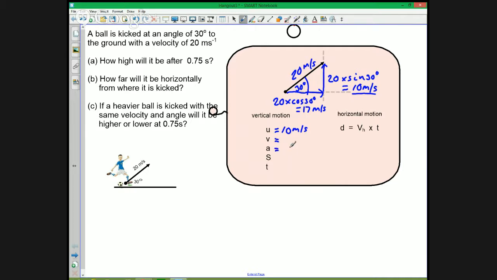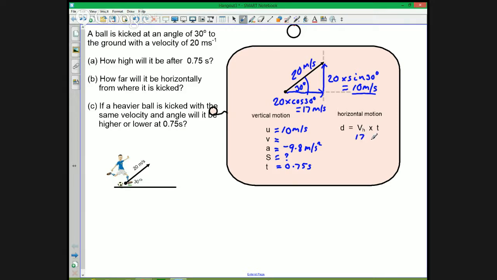We don't know anything about it. We do know the acceleration, minus 9.8 meters per second squared. We know that. Minus because acceleration is constantly acting downwards. And we want to find the displacement, which is that one here. And finally we've got the time as well. We've got the time to be 0.75 seconds. So we've got quite a bit of data on that left-hand side. On the right-hand side we know nothing about the distance, although we're asked to find the horizontal distance later on. But we do know the horizontal velocity, which is going to be, in this case, 17 meters per second.